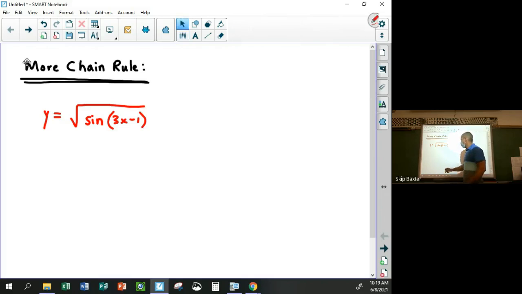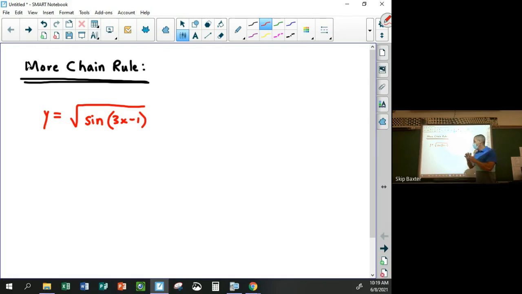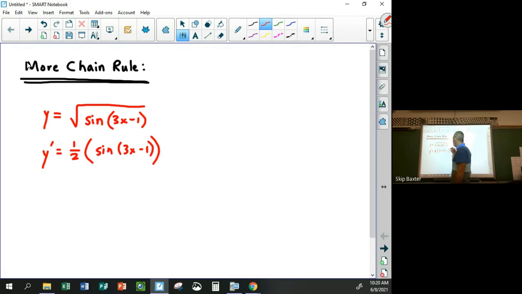So the process and the strategy is still the same. Overall, this function is a square root function. It's the square root of something, which is something to the 1/2 power. So y prime is going to be 1/2 of that stuff to the negative 1/2 power. But then you have to do the chain rule. So it's times the derivative of the stuff that's in parentheses here. But the stuff in parentheses is sine something. So its derivative is cosine of that same stuff. But then you have to take the derivative of that stuff, 3x minus 1 times 3.